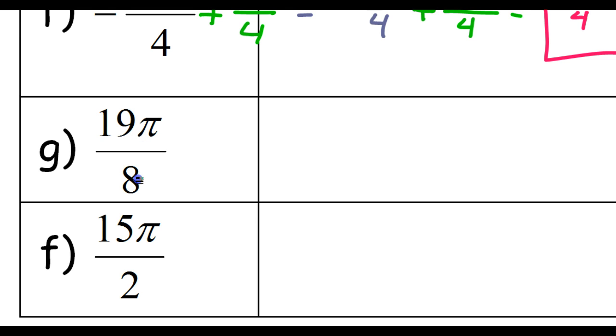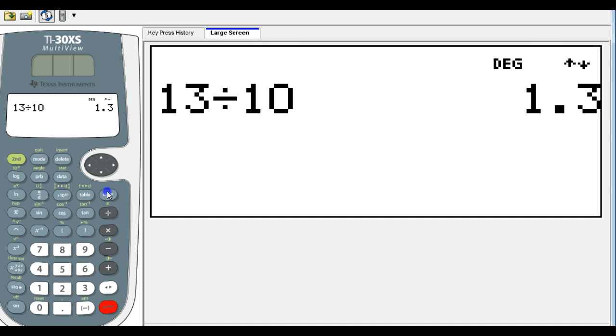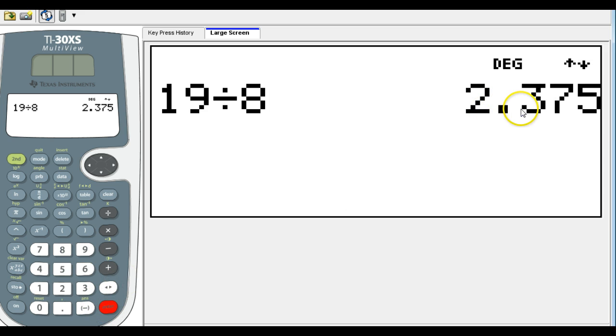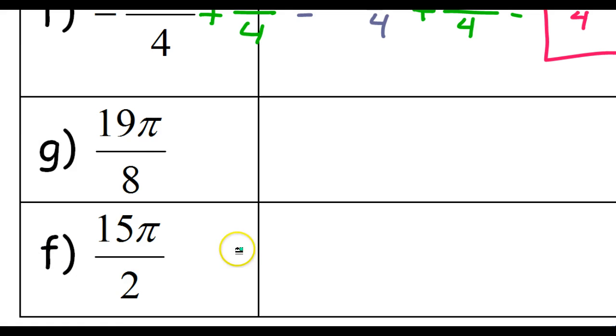19 pi over 8. Let's see, 19 over 8, my friends. 19 divided by 8 is approximately 2.4 pi. So that's bigger than 2 pi. I definitely need to subtract to get down, because I need to be less than 2 pi with my coterminal angle, which I'm going to put here. So we need to subtract.